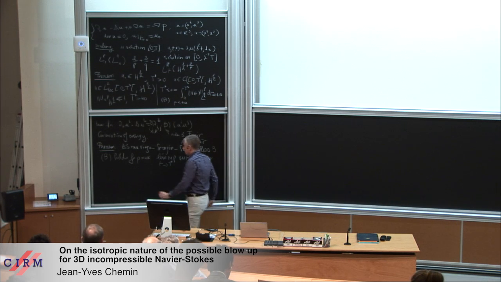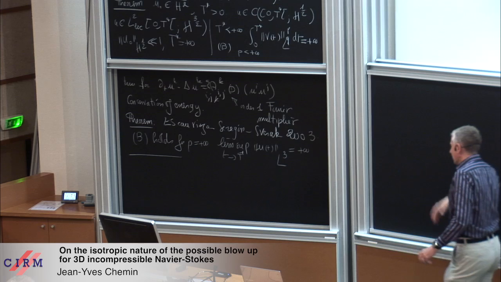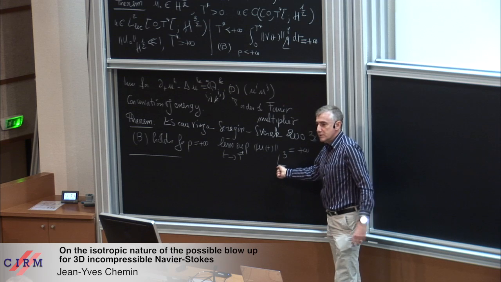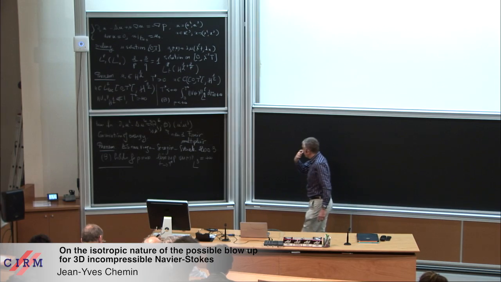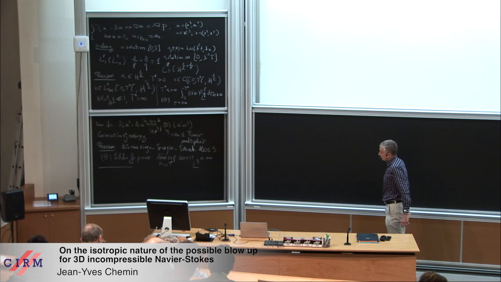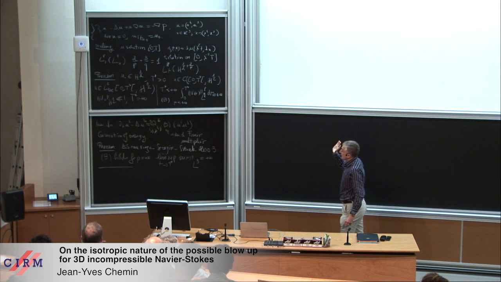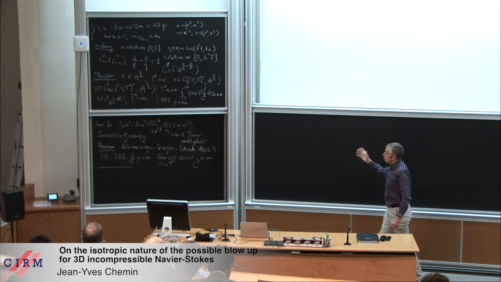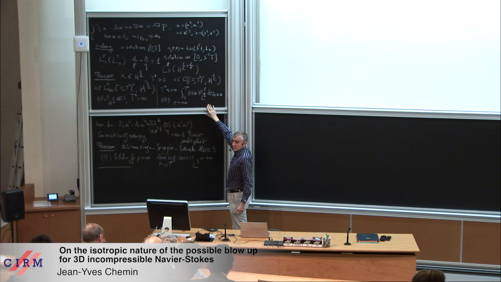And there is a new proof by Gallagher, Corr, and Planchon, and again, you can go into Bessel spaces instead of R3, but this is not the purpose of the talk. So this is the landscape for isotropic results. No direction is chosen in this result.